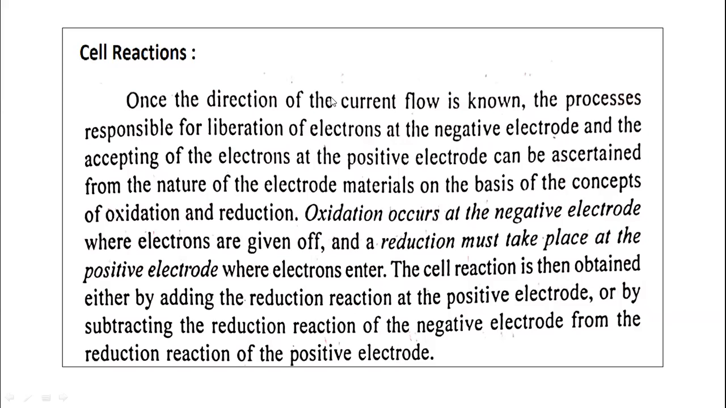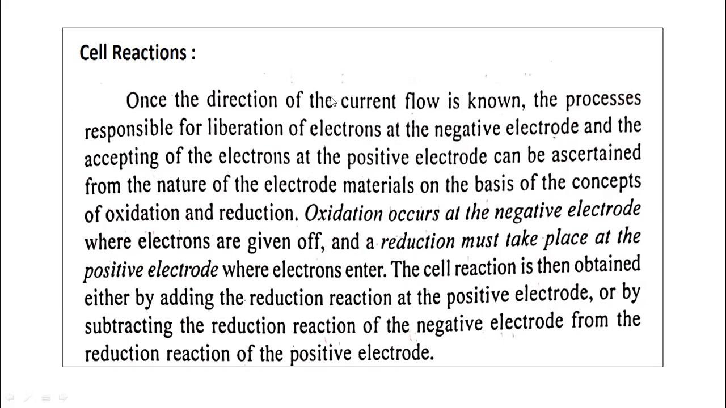In the previous video, we discussed the conventions to represent the galvanic cell, the rules regarding how to represent the galvanic cell. We know that at the left hand side oxidation takes place and on the right hand side reduction takes place. The LHS electrode is called the anode and the RHS electrode is called the cathode.